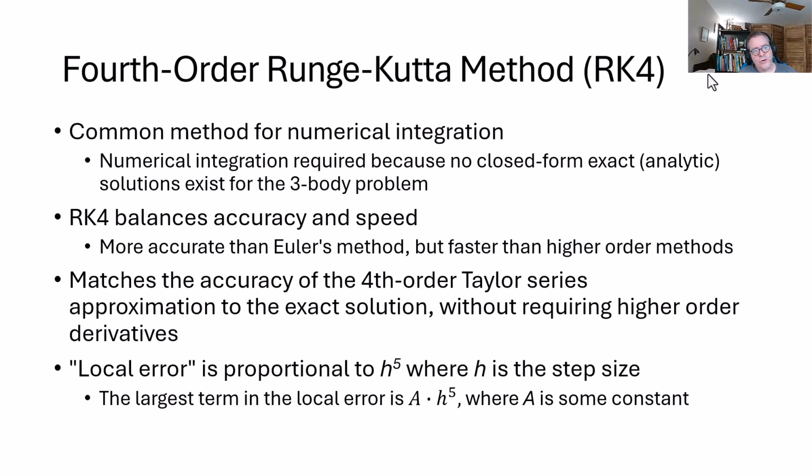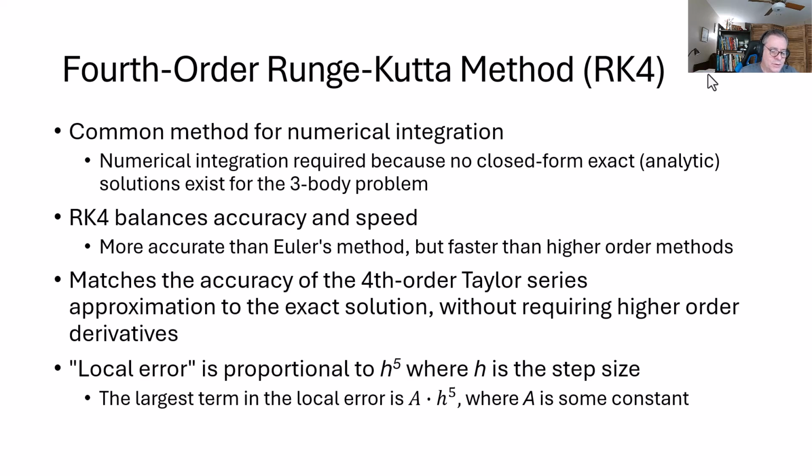So the fourth order Runge-Kutta method, or RK4, is a common method for numerical integration. Numerical integration is required in this case because there is no closed form exact formula or analytic solution for the three-body problem. And RK4 balances accuracy with speed. It's more accurate than Euler's method, but it's faster than higher order methods. The RK4 method matches the accuracy of the fourth order Taylor series approximation to the exact solution, but it doesn't require higher order derivatives.